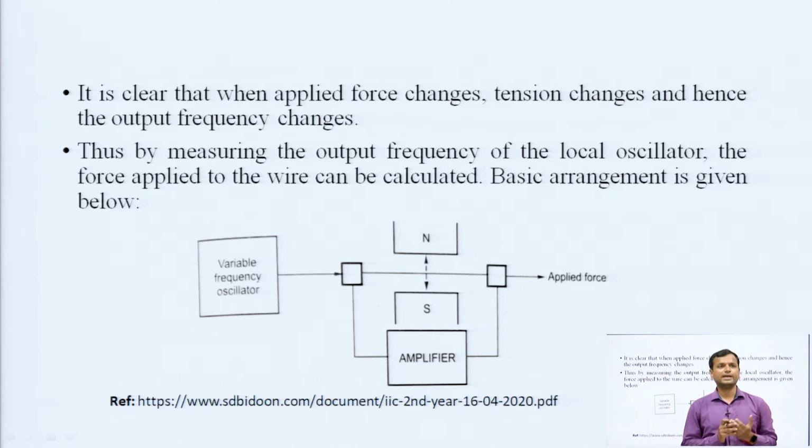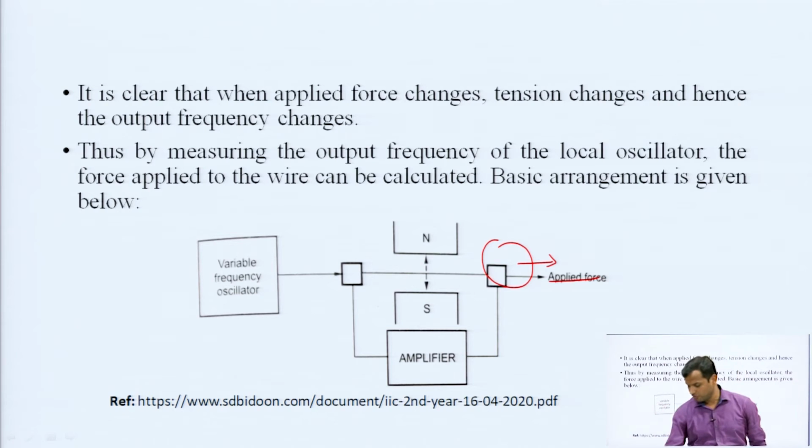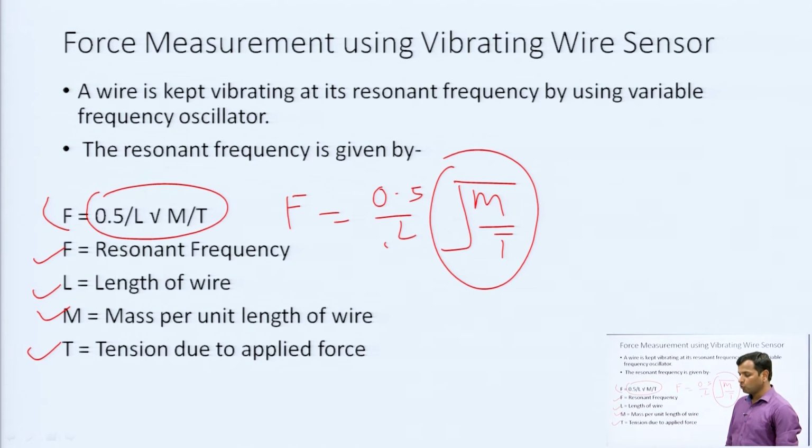So, it is clear that when applied force changes, the tension changes and hence the output frequency changes, because if you provide the force from this direction, the applied force changes, and because of that the tension changes in that wire. Okay. So, because of that tension change, the variable frequency which we have seen in that formula is proportional to the mass of the wire m, the length of the wire and the tension due to applied force.